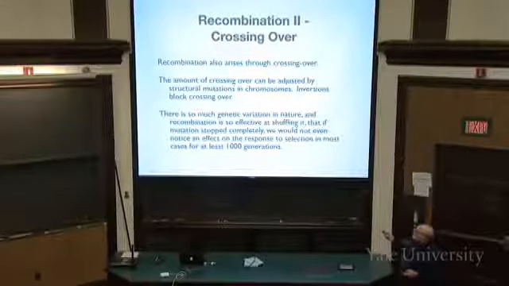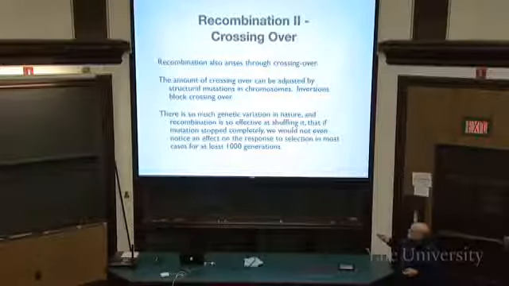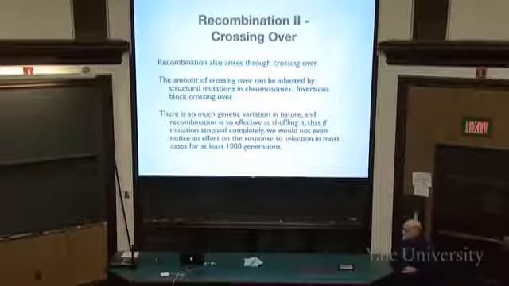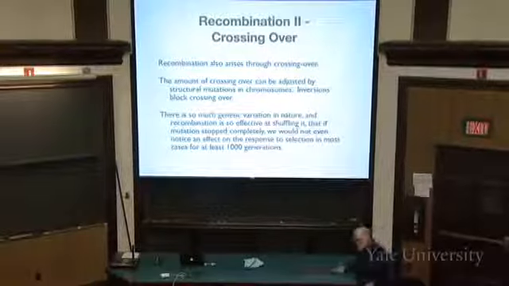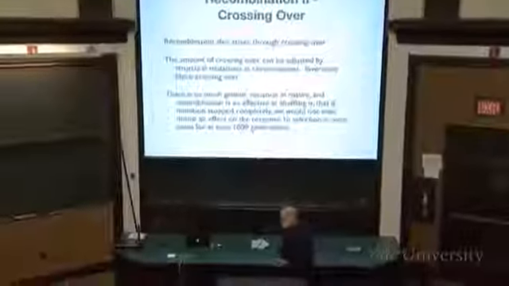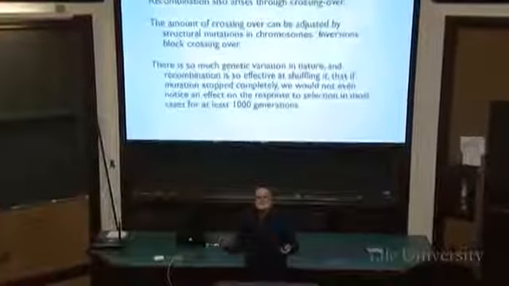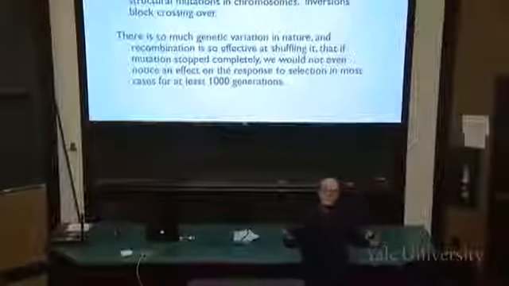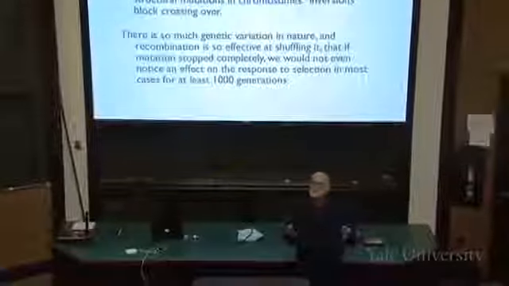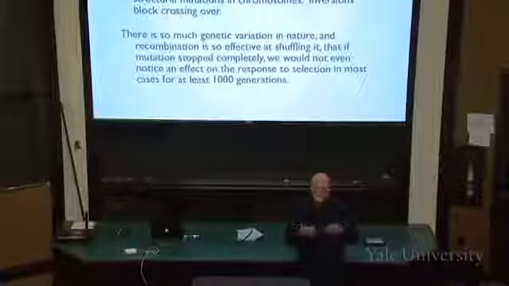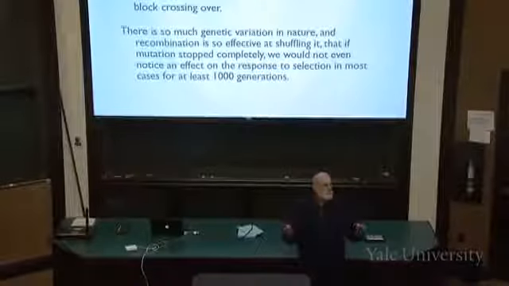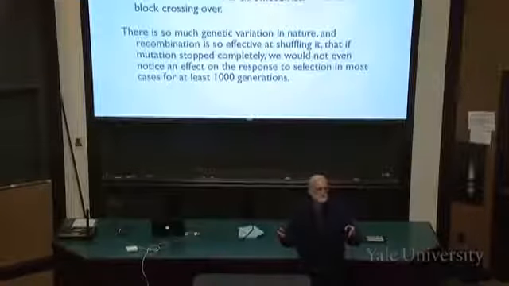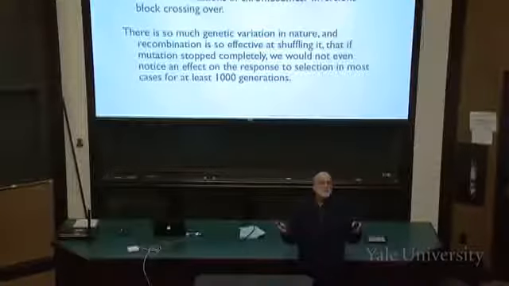Now, we can play the mental game of asking ourselves, what would happen in a sexual population if we just shut off mutation? We can't actually do it, of course. But how long would it take before we would even notice that evolution had been shut off if we were just observing the rate at which that population was evolving? And the answer to that is kind of interesting.